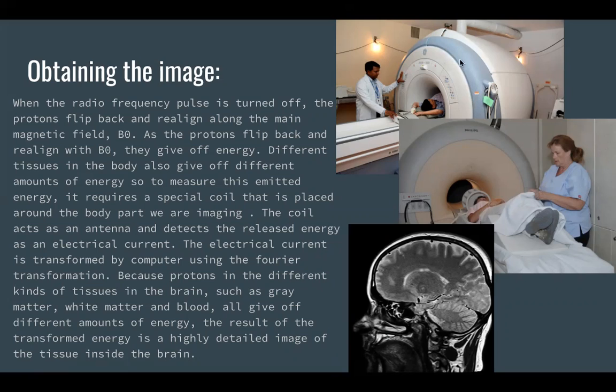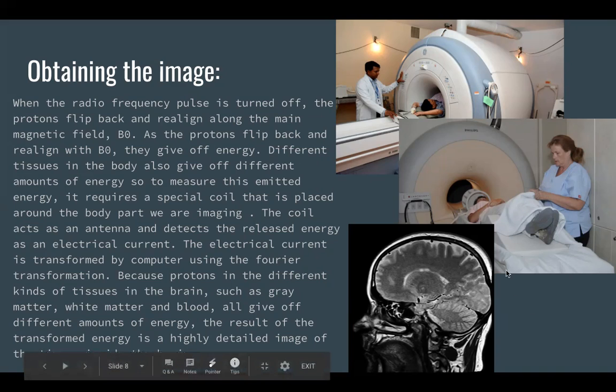image the body, and it detects the levels of energy and everything. And this person is going in feet first because they're getting the images of the lower part of the body. And then this is the same machine, but he's going in head first to get images of the brain. And this is what the scans actually look like, MRI scans.